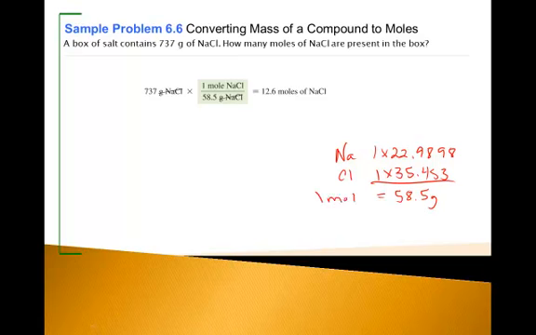So I start out with 737 grams. So if I start at 737, the grams need to be on the bottom to cancel. So 58.5 grams for 1 mole, and I would take 737 times 1 and divide by the 58.5. Since I started with 3 significant figures, I'm going to end with 3. And if I had moles and I was trying to go to grams, I would be doing the same thing, but I would have to switch that conversion factor around.